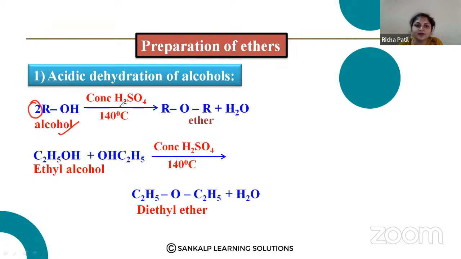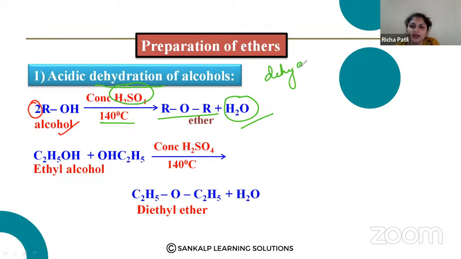It is treated with concentrated H2SO4. What is the temperature? It is 140 degrees Celsius. What is formed is ether, by giving water as a byproduct. Dehydration means removal of water molecules. I discussed in the last class the role of concentrated H2SO4: it is used as a dehydrating agent, to remove the water molecule.